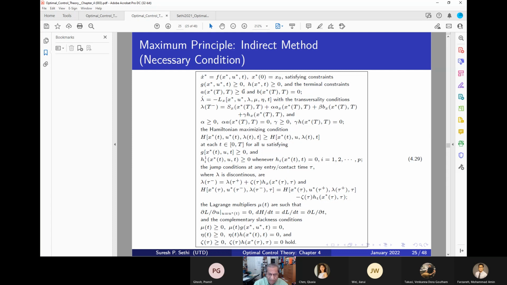We have a transversality condition, which is very similar, but now we have a gamma that goes with h sub x, and we have a Hamiltonian maximization problem at each point in time subject to the constraints. The constraints now you can see are two of them. One is g, which is already a mixed constraint. The other one is h^1, which is now a mixed constraint. Okay, and remember, those depend on which component of h is at the boundary. We impose only those components.